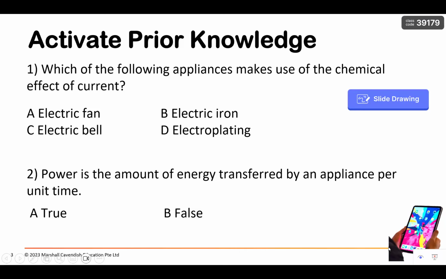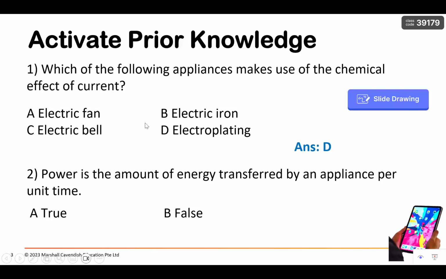Okay, so how can electricity create a chemical reaction? Which of the following appliances makes use of the chemical effects of current? Okay, the answer is electroplating. Okay, so both electrolysis and electroplating make use of the chemical effects of electric current. For electric fan, it makes use of the kinetic effect of current. Electric bell, it makes use of the sound effect of current. And for electric iron, it makes use of the heating effect of current.